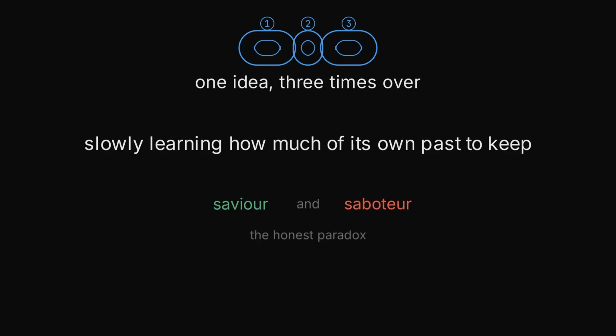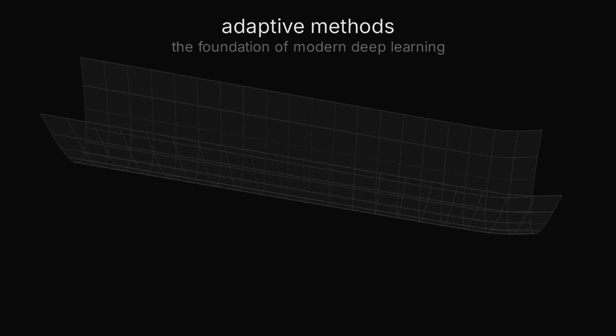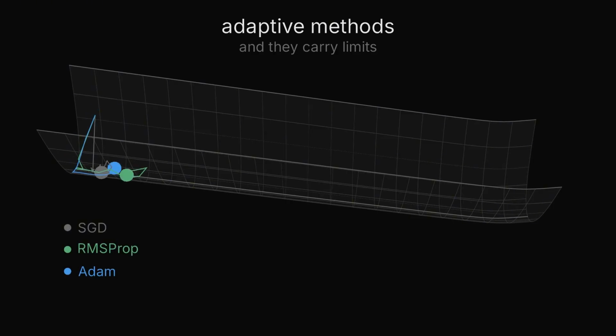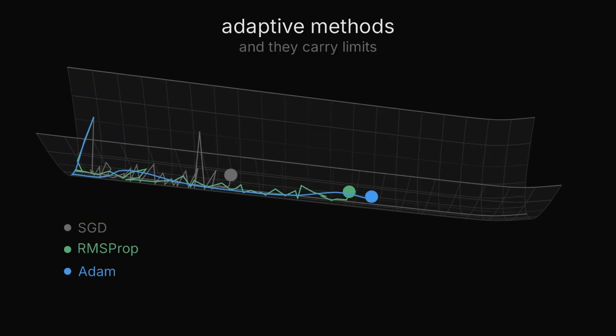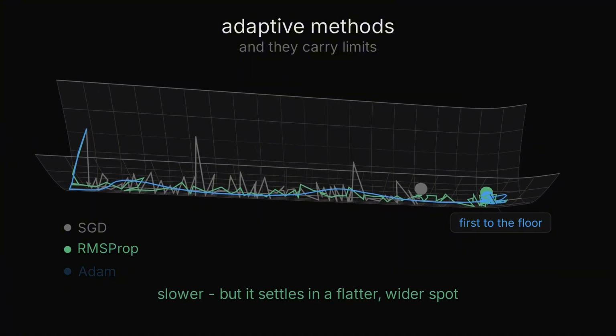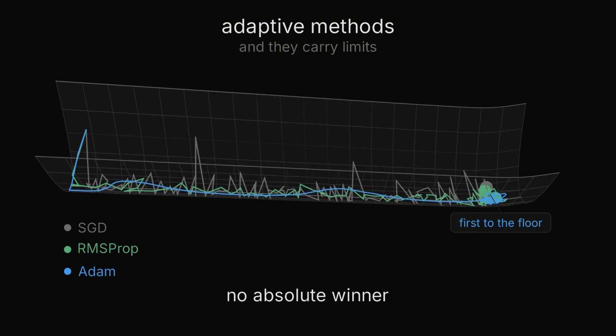The honest paradox. Adaptive methods are both the foundation of modern deep learning and carry limits that sometimes send people back to plain old SGD, slower, but it often lands in a flatter, better generalizing spot. There's no absolute winner, only tools that fit their terrain.